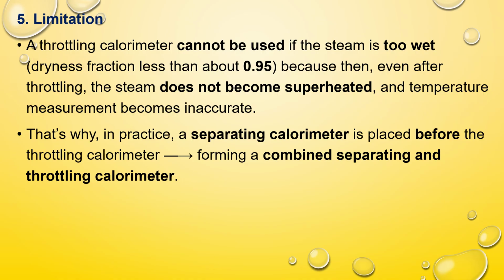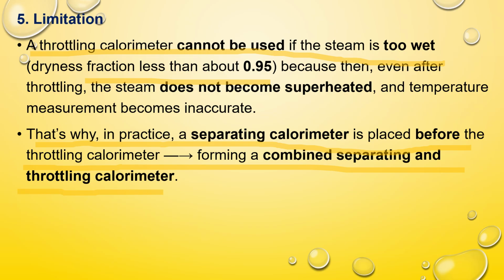What is the limitation of the calorimeter? A throttling calorimeter cannot be used if the steam is too wet, meaning if the dryness fraction is less than 0.95, we cannot use it. And generally in practice, along with the separating calorimeter, we have to place the throttling calorimeter after the separating calorimeter, and that is called the combined calorimeter, that is, the combined separating and throttling calorimeter. So a separating calorimeter alone cannot be used, and a throttling calorimeter alone cannot be used. We have to combine these two and use it.